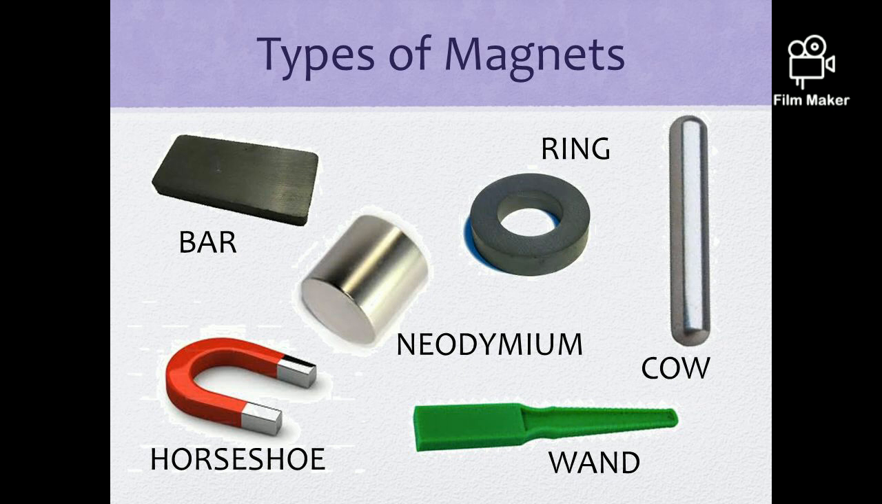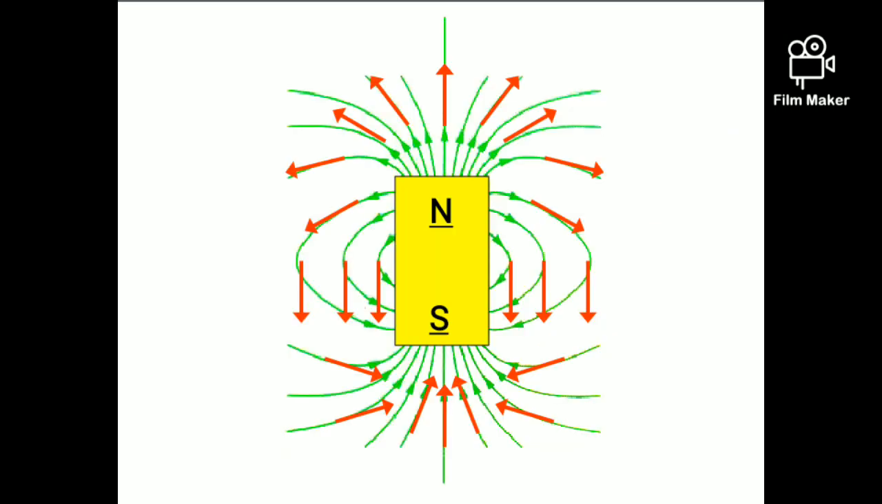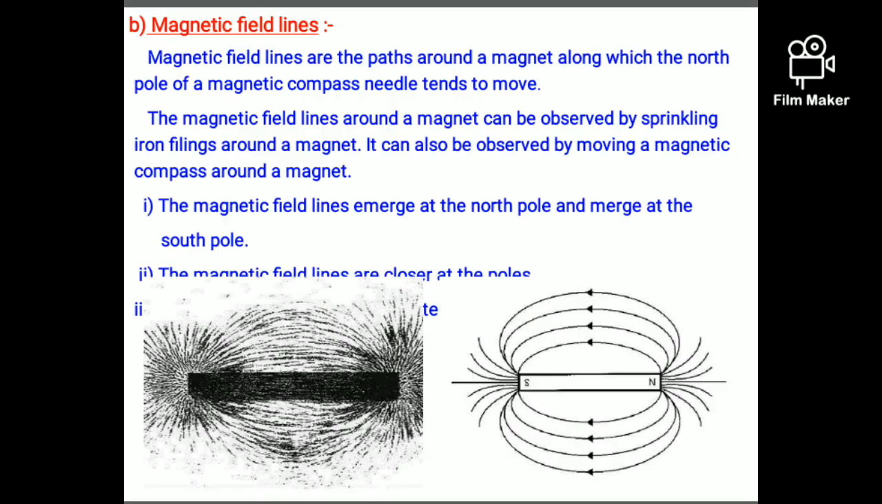Basically, it has a field around it. The space around a magnet in which the force of attraction and repulsion due to the magnet can be detected makes the magnetic field. In this field there are curved paths, or we can say the magnetic flux, through which all these magnetic rays move out of the north end and enter the same magnet through the south pole, and these are known as the magnetic field lines.